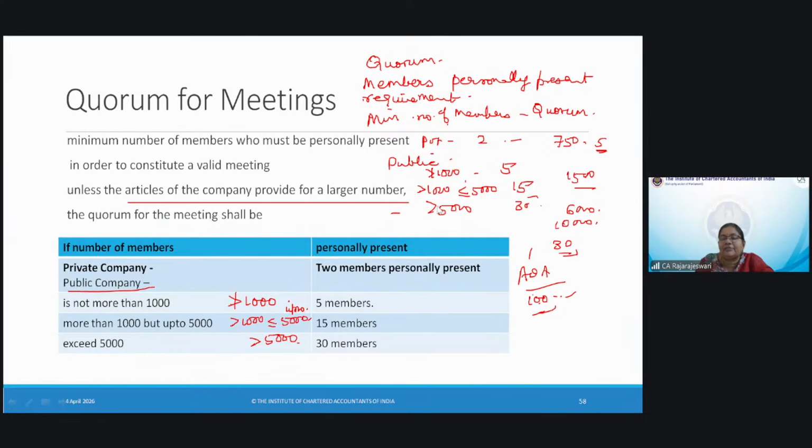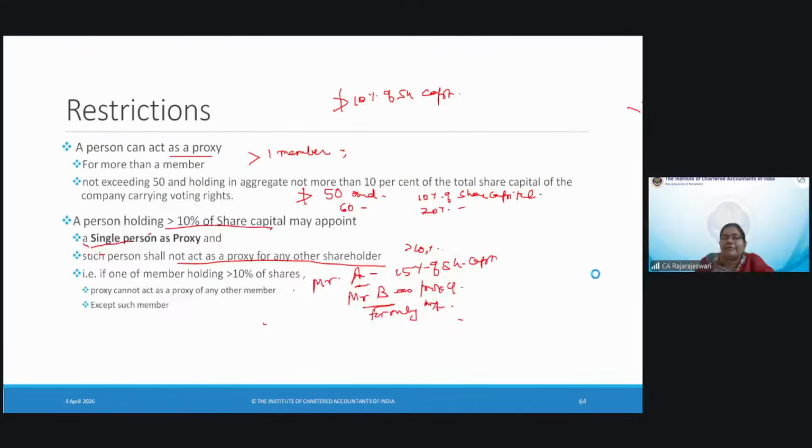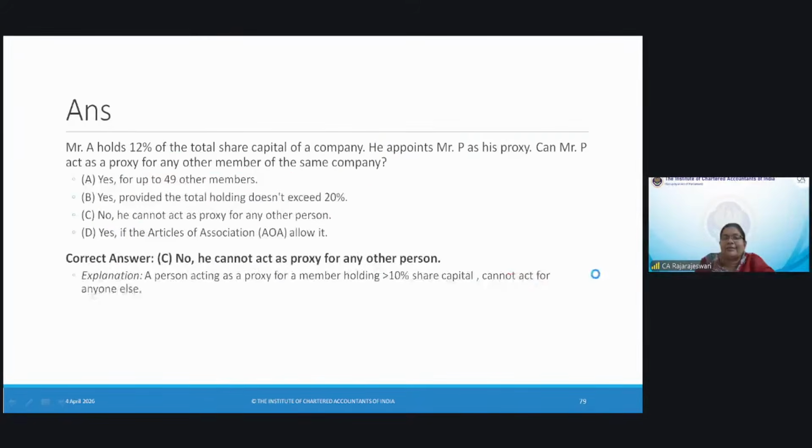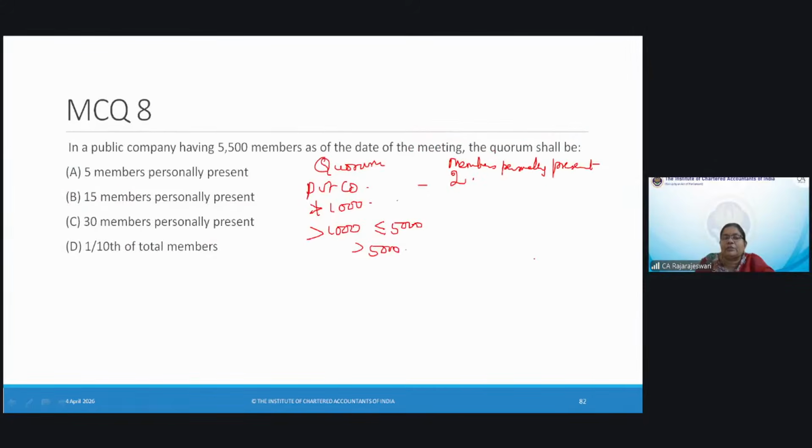If you want to be very specific, this is up to 1,000. Not more than 1,000 means up to 1,000. Then this will be 1,001 to 5,000. This will be 5,001 and above. That is the concept. So our question is 5,500 members, more than 5,000. So it will be 30 members personally present as the quorum for that meeting. Here it is 5 members personally present, here 15 members, here 30 members.